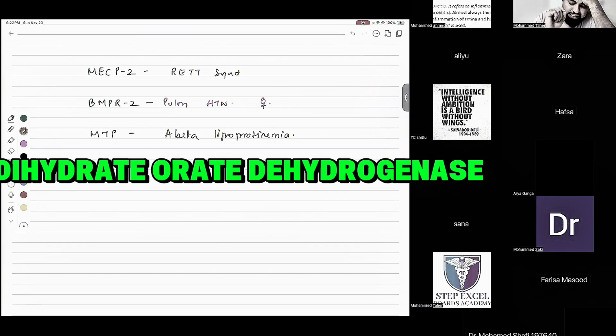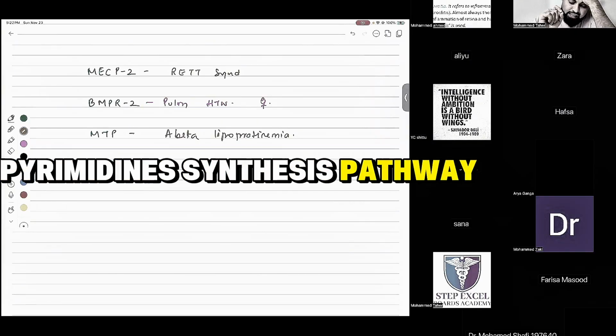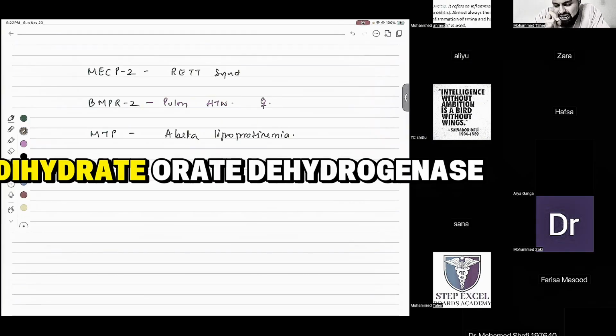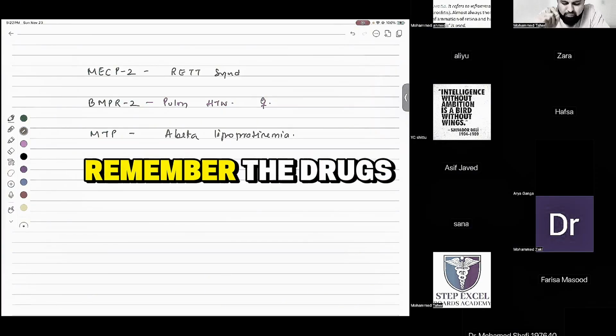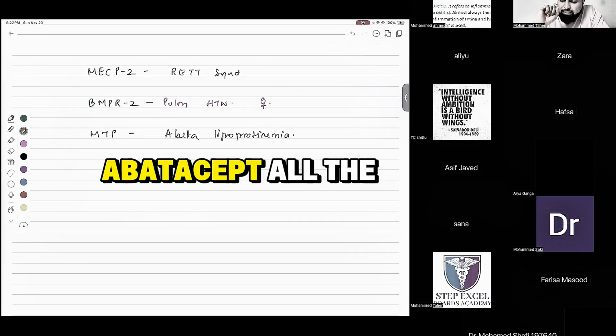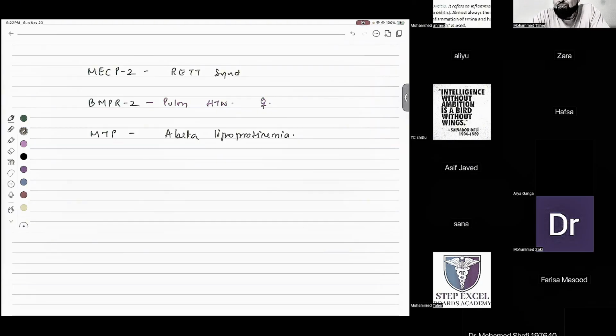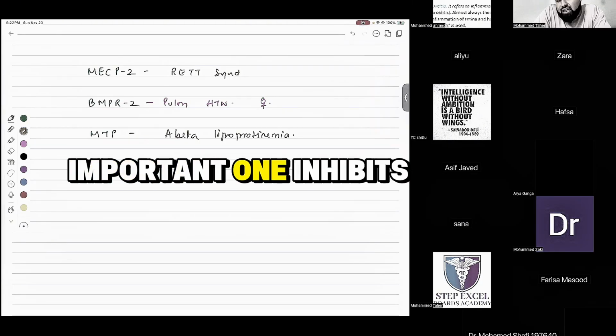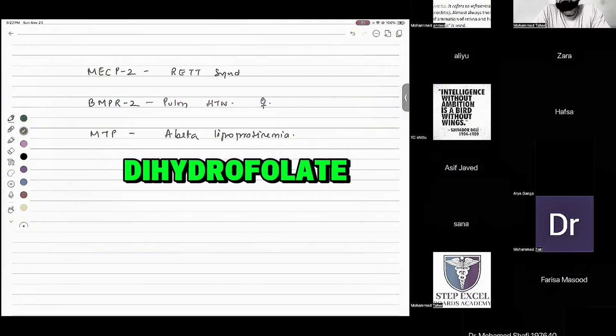Dihydroorotate dehydrogenase, in the pyrimidine synthesis pathway. Leflunomide inhibits it. Remember the drugs were anakinra, infliximab, abatacept, all the drugs which were given. Methotrexate was one of the most important ones. It inhibits the enzyme dihydrofolate reductase.